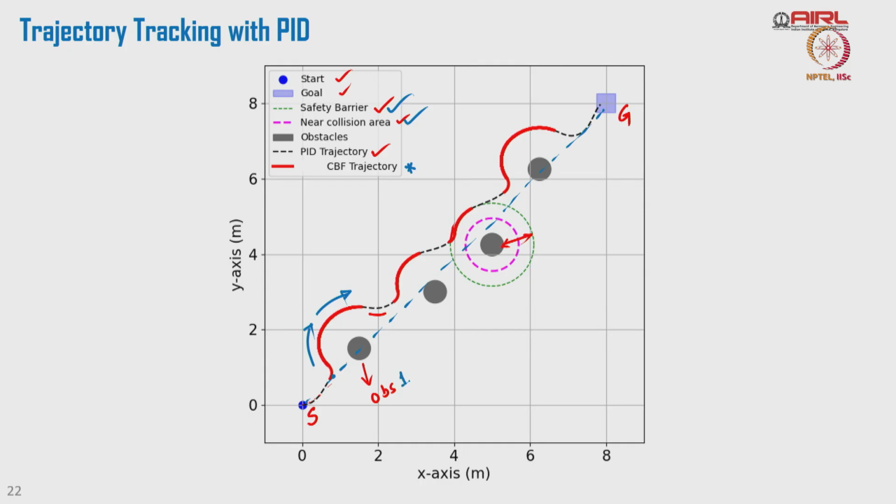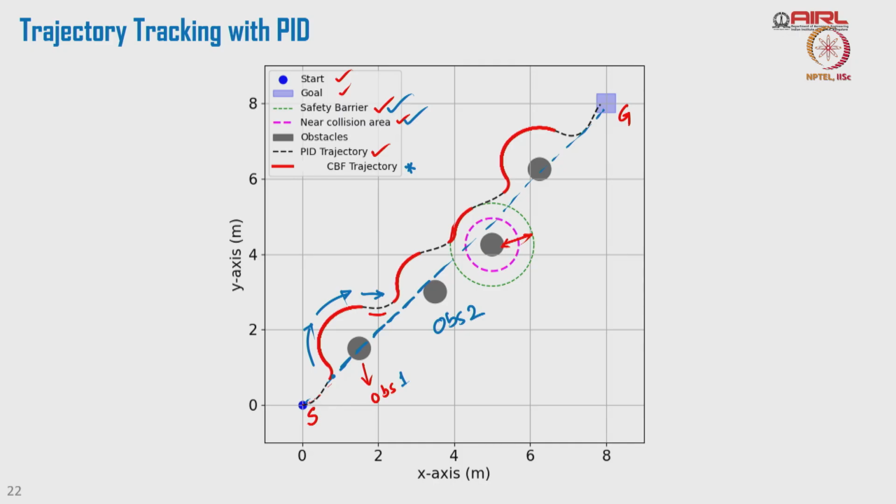because of the trajectory tracking control of PID, the drone tries to come back to its reference trajectory, which I am showing with the blue line. So, it has a tendency to come back to the reference trajectory again. Now, it observes another obstacle, say obstacle 2. So, it cannot merge onto its trajectory tracking, but it comes as close as possible.